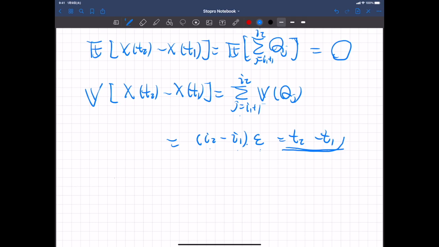Now we take the limit where n goes to infinity and epsilon goes to 0. At the same time, we keep t, which is the multiple of n times epsilon, fixed.